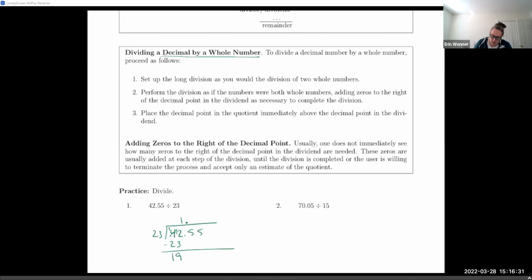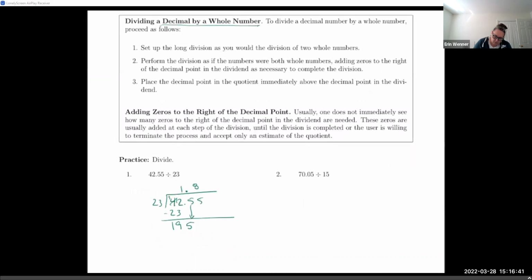Again, 19 is less than 23, so we have to bring this 5 down. So now we're going to do 23 into 195, and that goes 8 times. 8 times 3 is 24. So we'll put a 4 there, and we'll carry a 2. 8 times 2 is 16, plus 2 is 18. So now we'll go ahead and subtract. 5 minus 4 is 1. 9 minus 8 is 1, and 1 minus 1 is 0. So we don't have to write anything. We'll bring this 5 all the way down.